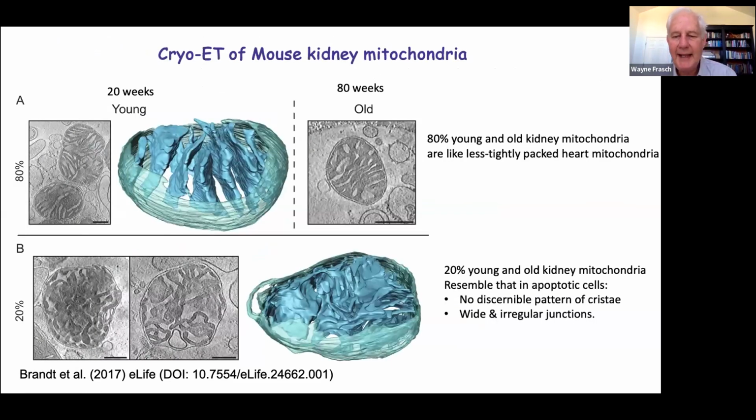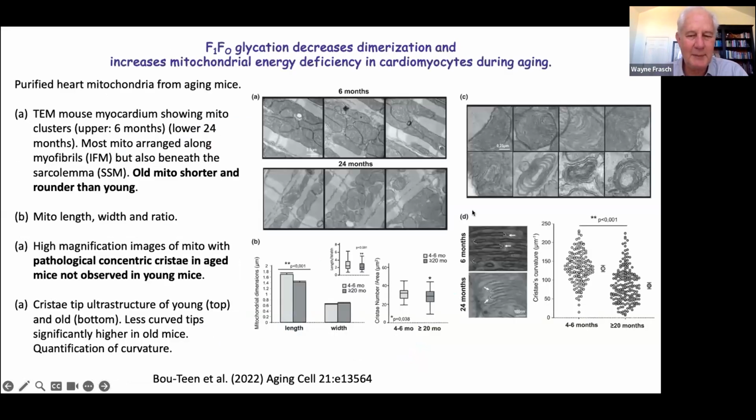Finally, the kidney. 80% of the young and old kidney, they look normal, but they're less tightly packed. But 20% of them, young and old, they resemble that of apoptotic cells. And so there's no discernible pattern of cristae. So the different tissues, the mitochondria are aging and turning over at different rates, depending upon the tissue. And of course, with cardiac muscle, you really want to maintain that high healthy mitochondria to the best that you can, because your life depends on it.